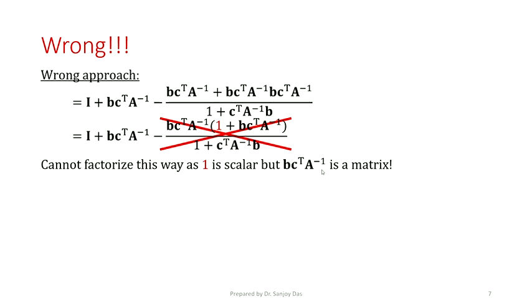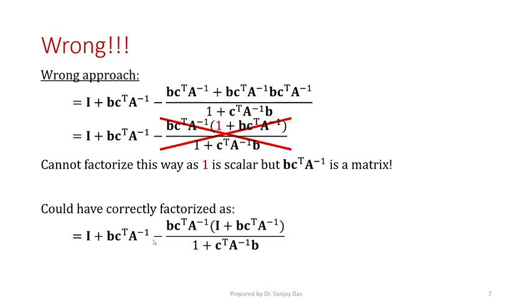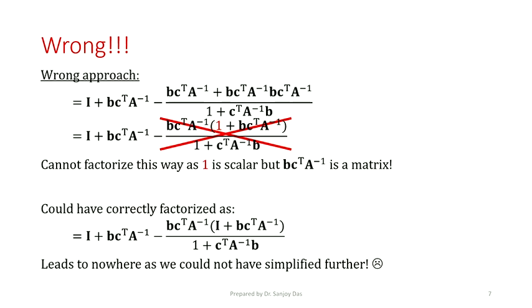You cannot factorize, as 1 is a scalar, but BC transpose A inverse is a matrix. We could have done it this way. This would have been a correct step, but it wouldn't have gone anywhere, because then you're stuck with this. This is not equal to the denominator. How do we somehow cancel out the numerator and the denominator? So you have to apply some insights when you're doing these kinds of derivations. It leads nowhere as we cannot simplify any further. We have reached a dead end.